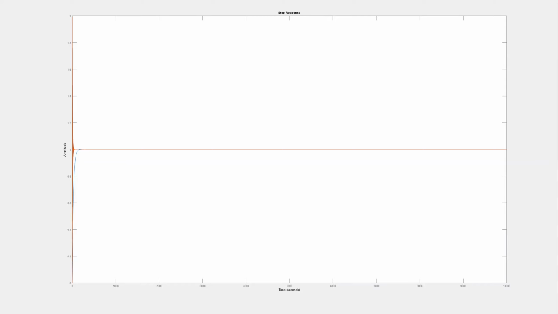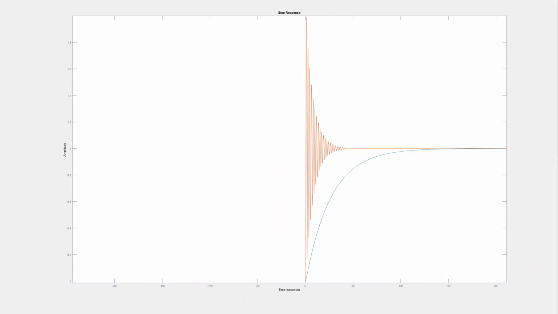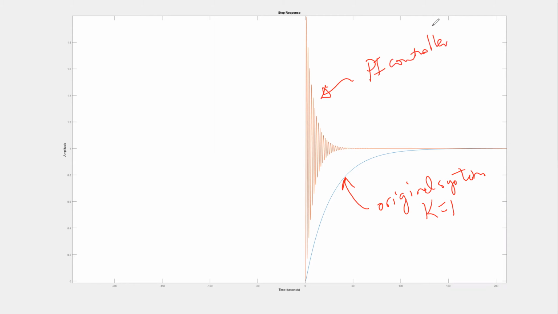And the time is very long because I set the time the same for all the graphs. But if I zoom in here, you can see that the original system in blue here was the original system with feedback, but just, you know, a gain of 1. And this was the system with the PI controller that we designed. You can see that the response is very oscillatory, but it does reach a steady state faster than the other system. So there is an advantage there if, you know, overshoot was something that was allowed for your system.